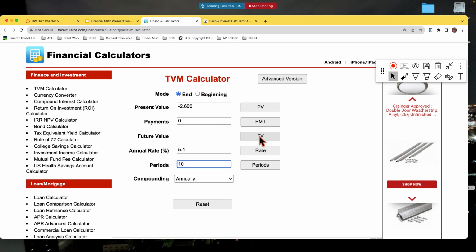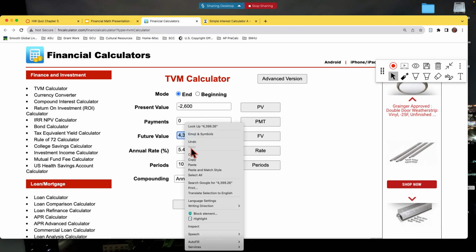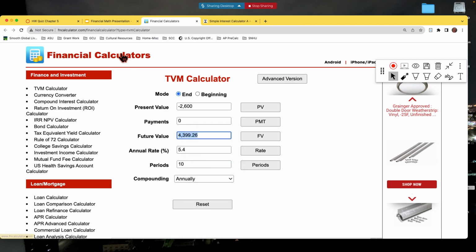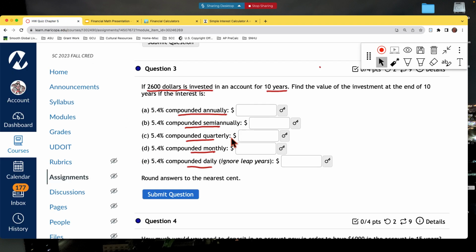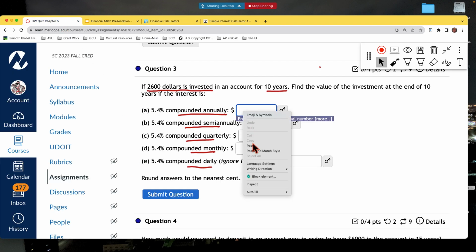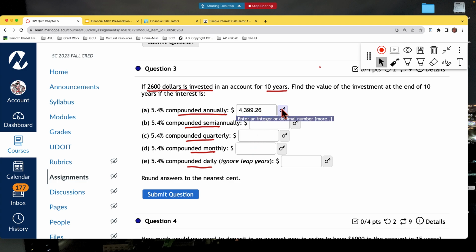And then we just click on this button for the future value. And notice it's going to be positive, $4,399.26. The nice thing is you can actually copy this. That's what I like to do, because you're going back and forth here, right? And then paste it. And it puts it right in there for you. I'm going to just do this. We'll do one final check, but notice as I'm going, that's the correct answer.